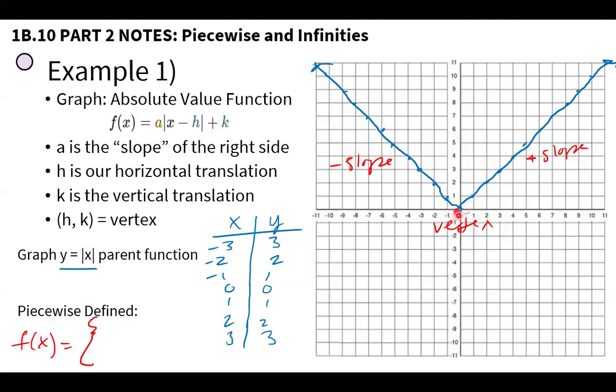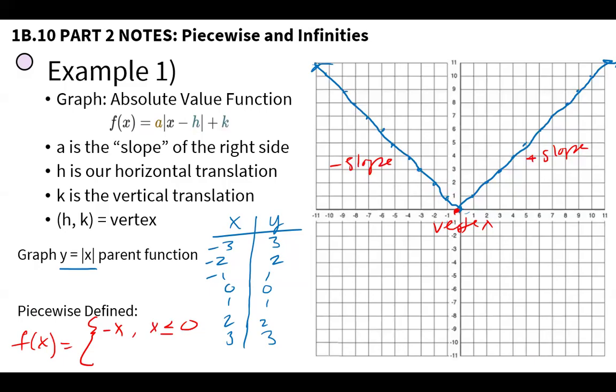Rise over run. I go up one, left one, up one, left one. So that is a negative x, correct? So my slope is negative. So it'll be negative x. So I'm negative x for when x values are less than or equal to 0. Does that make sense?